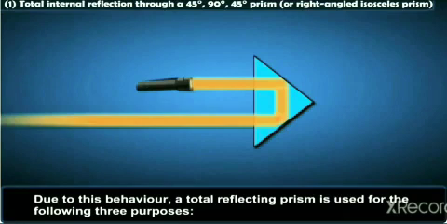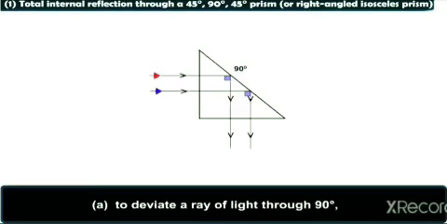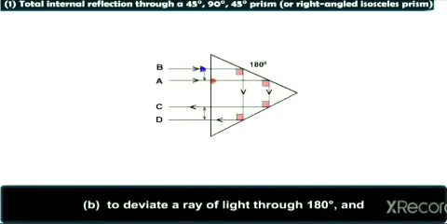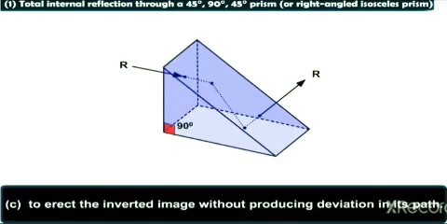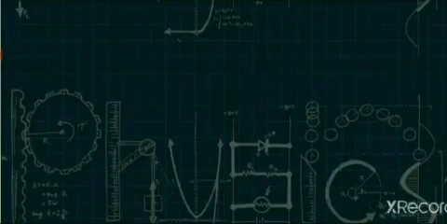Due to this behavior, a total reflecting prism is used for the following three purposes. A. To deviate a ray of light through 90 degrees. B. To deviate a ray of light through 180 degrees. And C. To erect the inverted image without producing deviation in its path. To deviate a ray of light through 90 degrees.